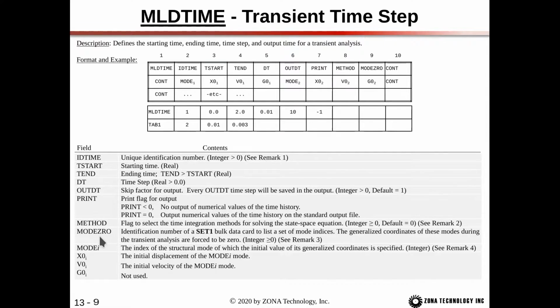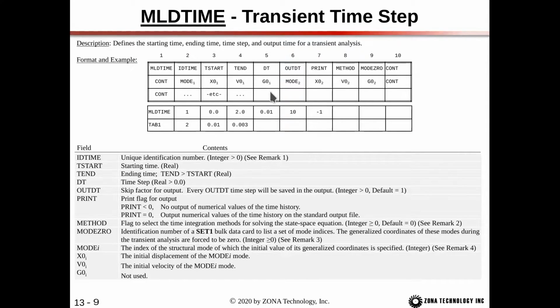Then we have the mode 0 field. This is an identification number of a set 1 card, which lists out a set of mode indices. And the generalized coordinates of these modes during the transient analysis are forced to be 0. So during the solution, we do not apply the forces back to those modes to see how those modes deform. Those modes are just held at 0.